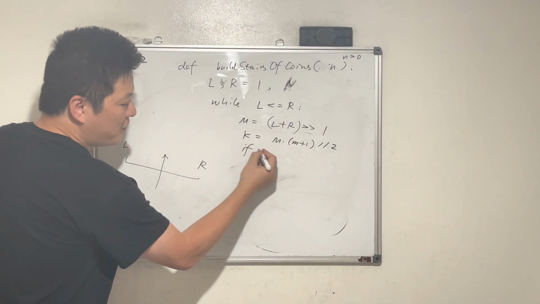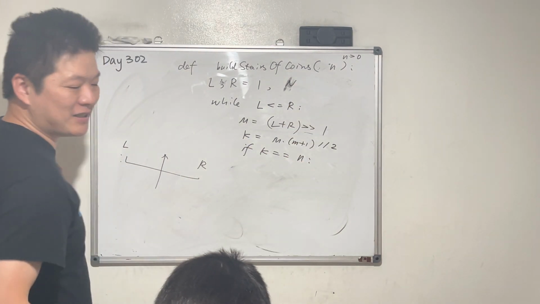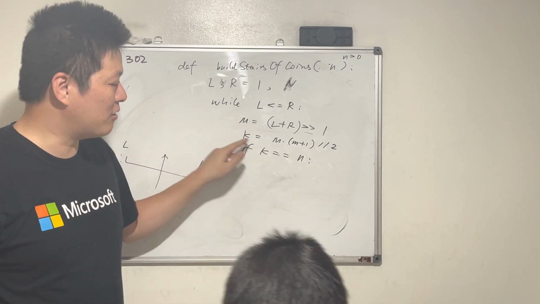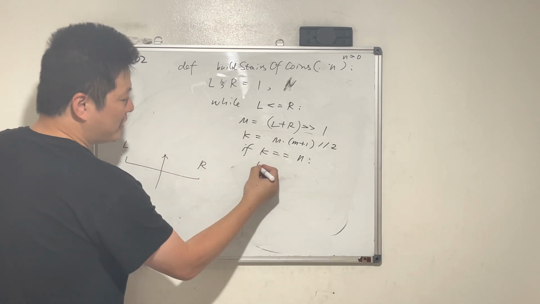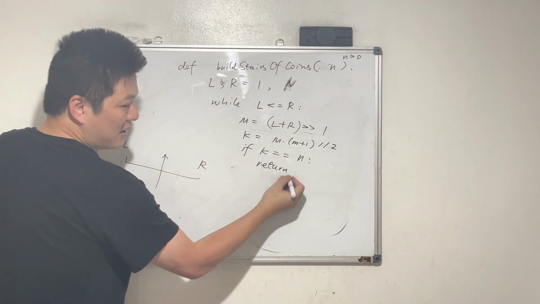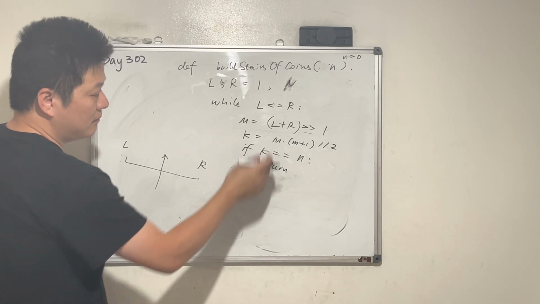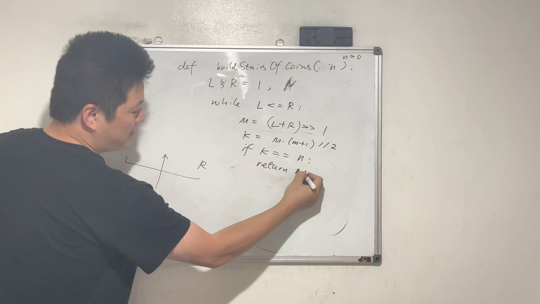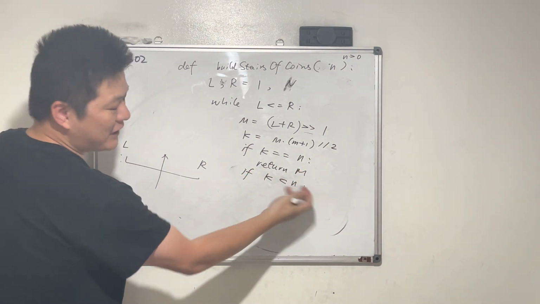If k equals n, what does it mean? We can build the n rows. This is the coins we need, and this is the coins we have. Then return what? What's the row? Mid. If k is smaller than n, we don't have enough coins.